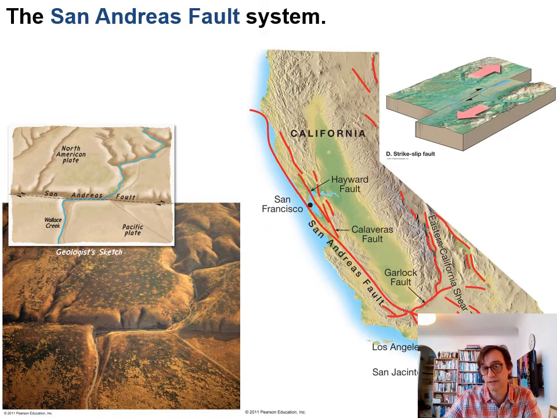And all of these are quite active. They have earthquakes occurring along not just the San Andreas, but also these other fault lines mapped out here in California. And like I say, the San Andreas fault and the Hayward fault are strike-slip faults, so there's horizontal movement along them. Here on the bottom left, you can see a photograph of a flyover of the San Andreas fault and a drawing of what's going on.